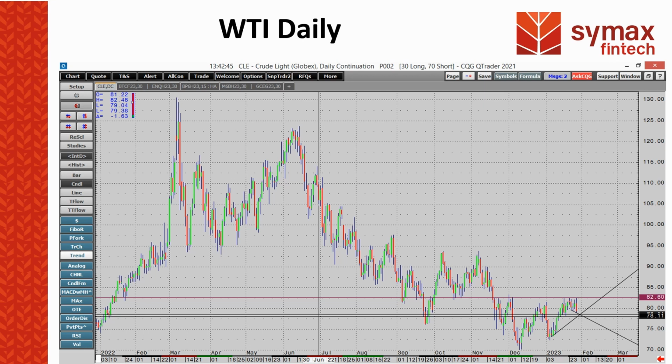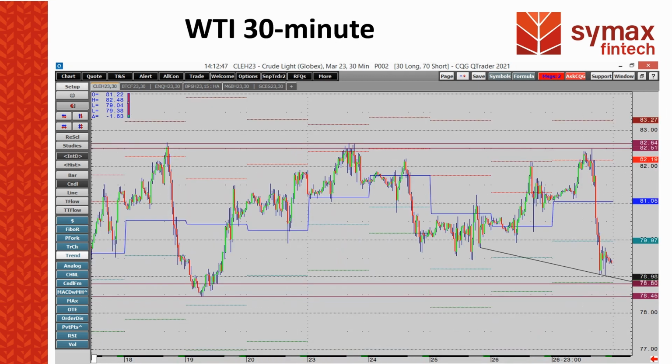Now for the WTI on the daily, especially on Friday, it had a bit of a sell-off. It struggled on Friday. And during the week, it found some resistance around that 82.60 level, which is where I've got the resistance at the moment. And I've got support at 78.51 and 78.11. On the 30-minute, I've got resistance at 82.64 and 82.51, and support at 78.98, 78.80 and 78.45.